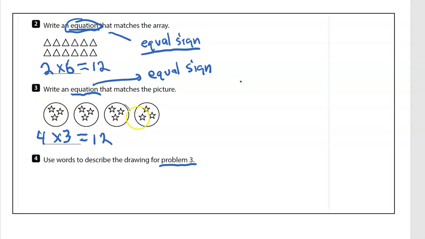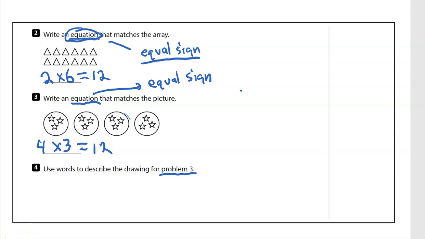Okay, this is what I would write. I would write 4, oops, got to get my pen here again. Sometimes it has a little issue. Okay, I'm back. Use words to describe the drawing. Well, this drawing in number 3, I would write, I have 4 groups of 3. 4 groups of 3. Okay, let's go to the next section.